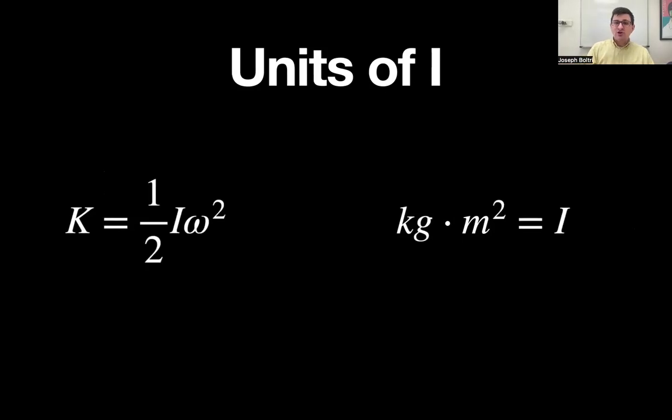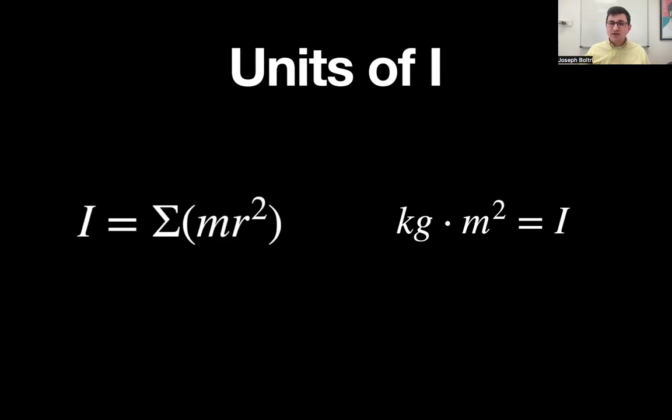The units of moment of inertia are kilograms times meters squared, which A, just kind of makes the equation work out to give us joules over on the left side. But B, hopefully makes sense, because when we're finding the moment of inertia, we're taking a mass and multiplying by how far it is from the axis of rotation squared. So kilograms times meters squared hopefully does make sense for the units of moment of inertia.